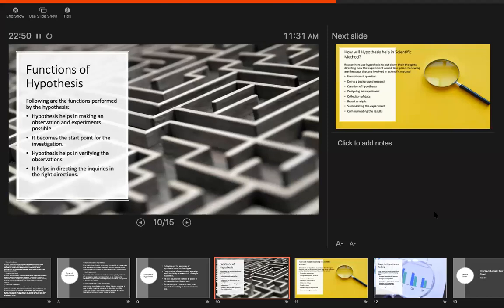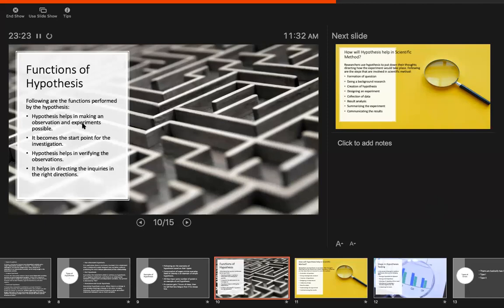So till now we were saying what is the meaning of a hypothesis, what are the characteristics of hypothesis, what are the types of hypothesis, what are the sources of hypothesis. Now we will talk about functions of a hypothesis or the role of hypothesis in a research, considering hypothesis plays a very vital role when you conduct a research. Let us see the functions.